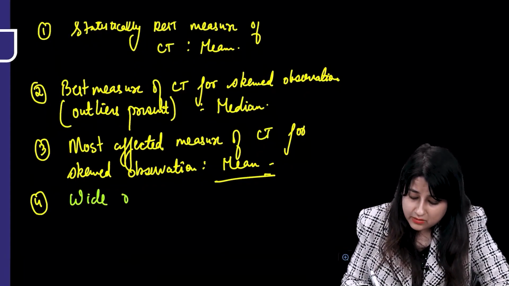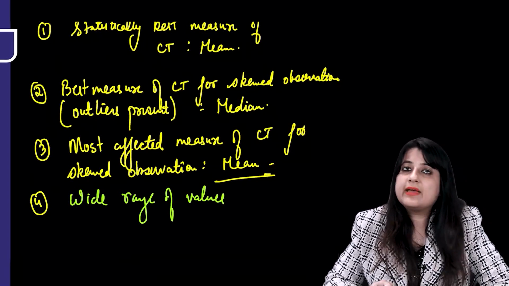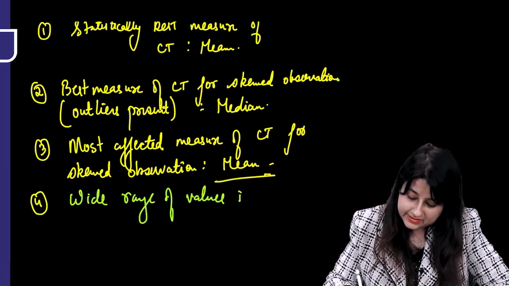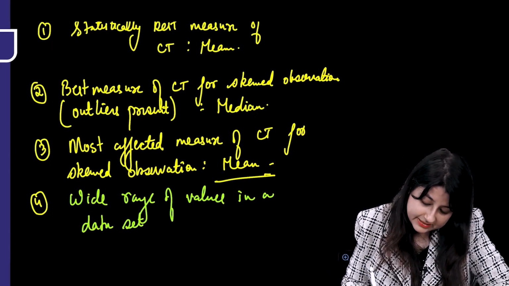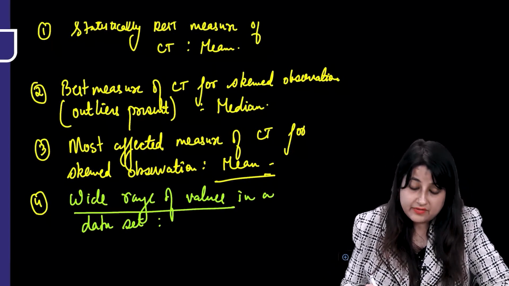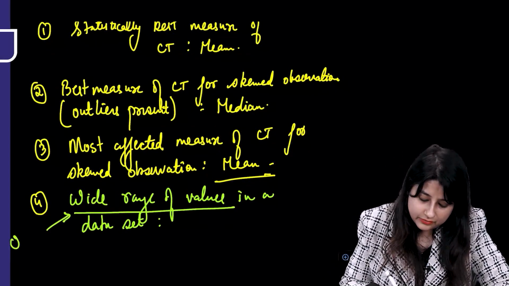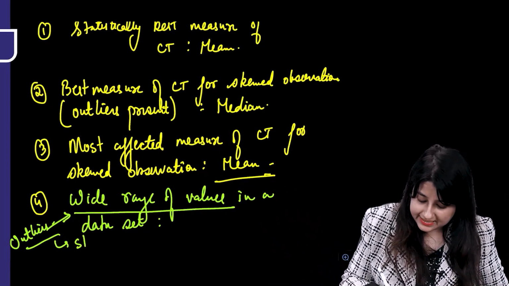When we have wide range of values, this came as an MCQ. Wide range of values in a data set. So what is the measure of central tendency when you have wide range of values? Wide range of values again mean that there are outliers present. So that is making my data skewed.